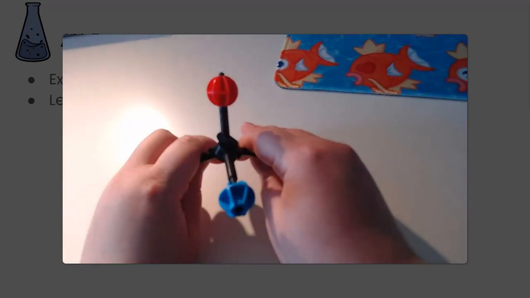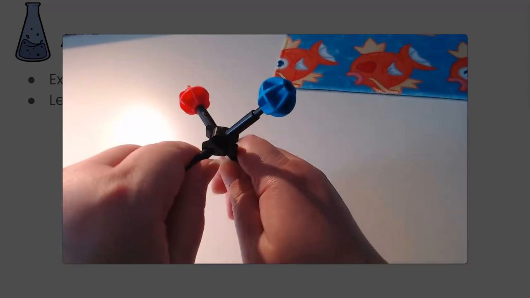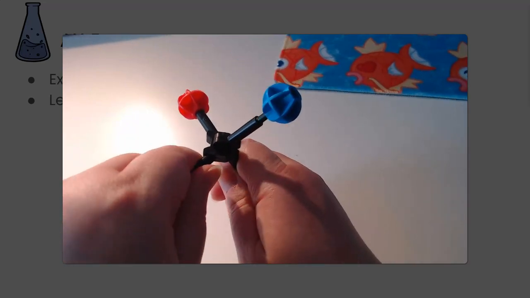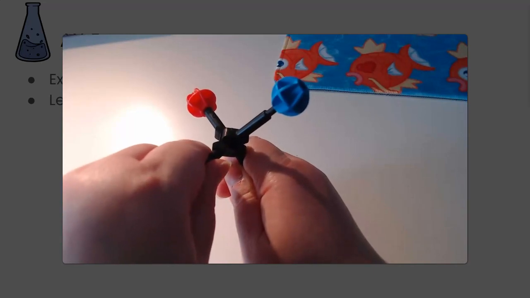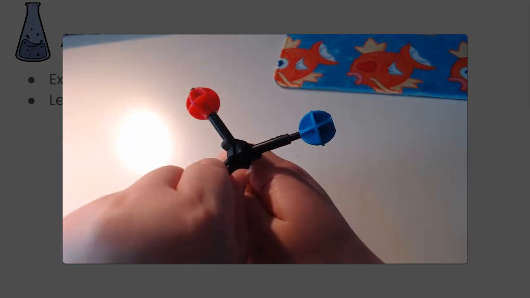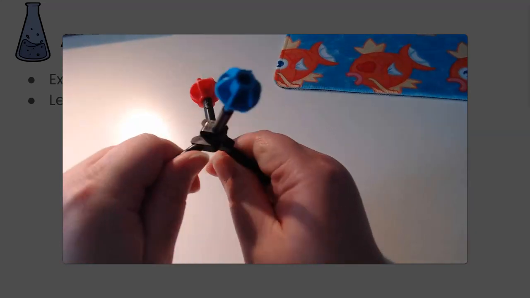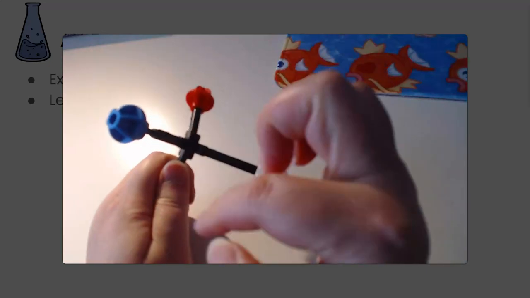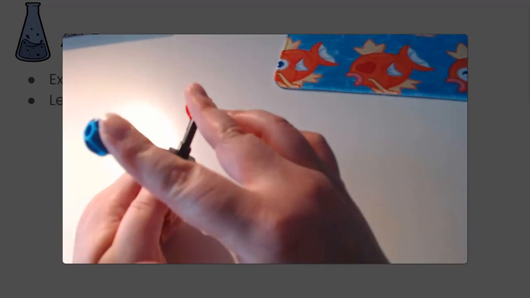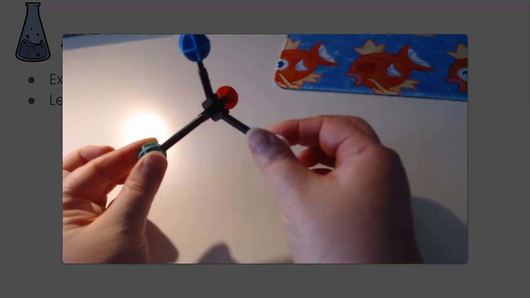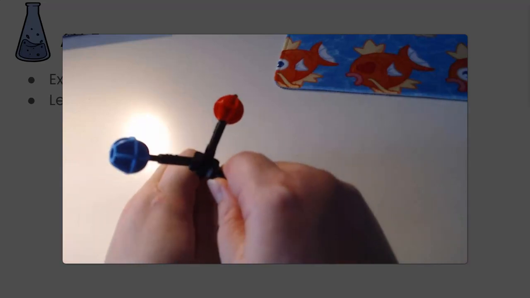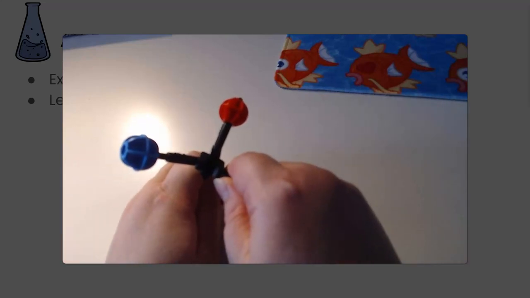So, yes, if you look at it at a certain angle, you are going to see that it does look like a straight line, but in reality, when it comes to things that count, and this is going to come into play when we talk about molecular polarity, this is really a bent line. So, when you have your tetrahedral shape with 2 bonding pairs and 2 non-bonding pairs, 2 lone pairs, the shape is going to be bent.